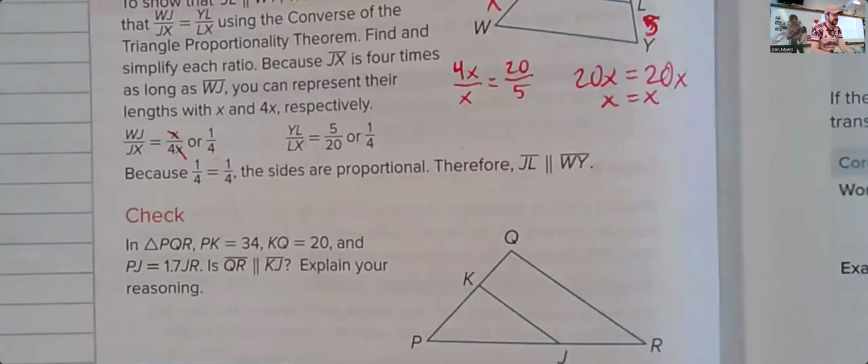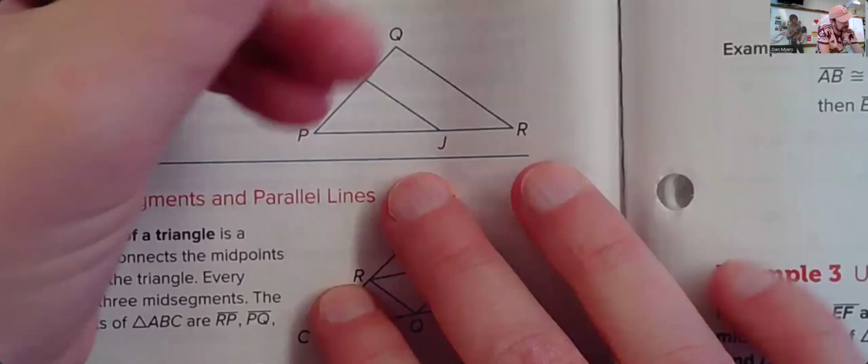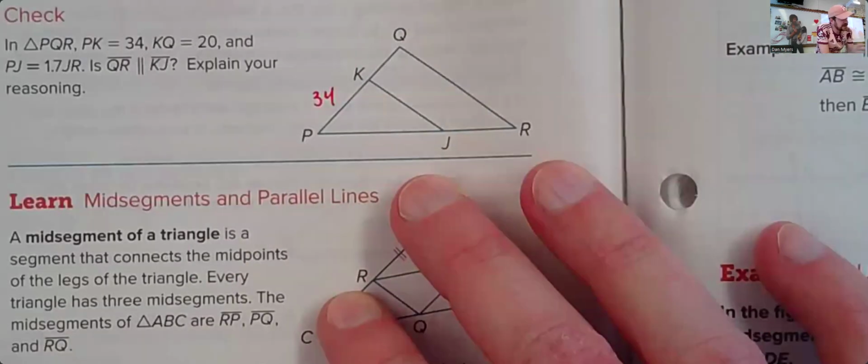So let's try the next one. In triangle PQR, PK is 34, so let's write 34 here. KQ is 20.